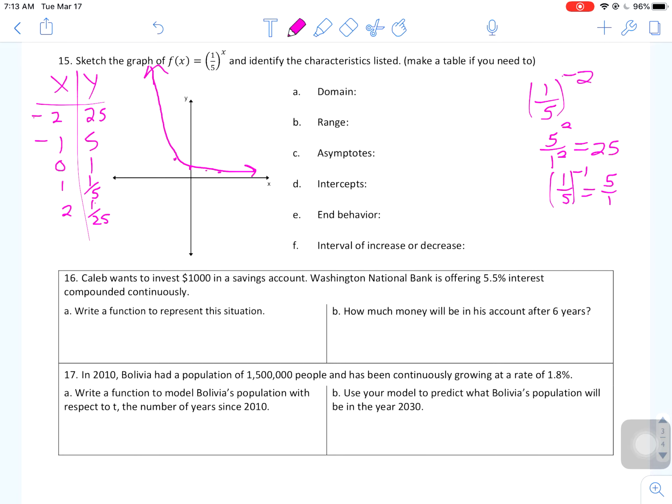Notice how it is a decay graph. This happens because 1/5 is in between 0 and 1. So if our b value is in between 0 and 1, it's a decay graph, and it is decreasing the whole time.